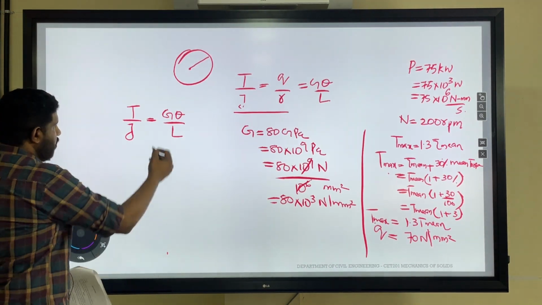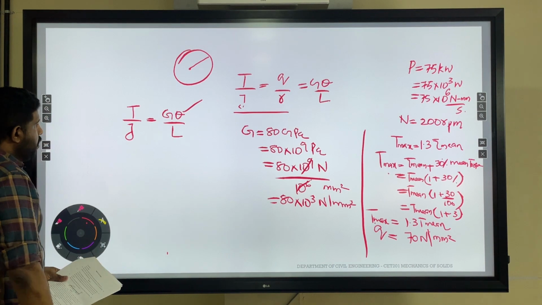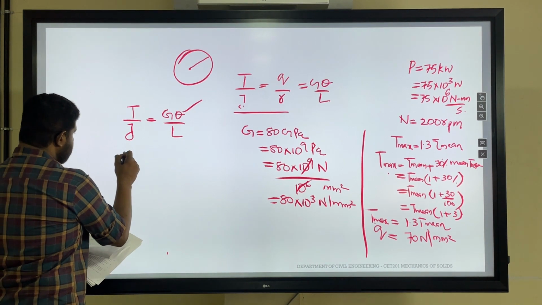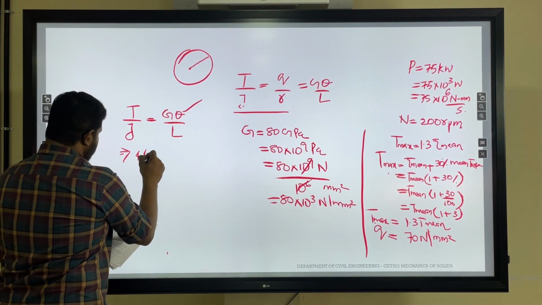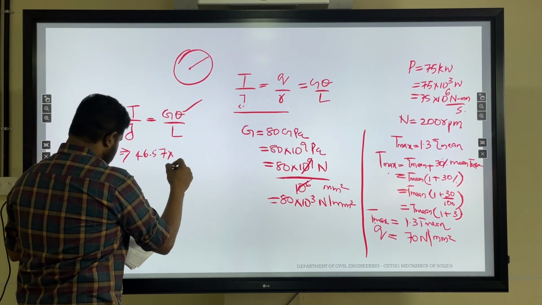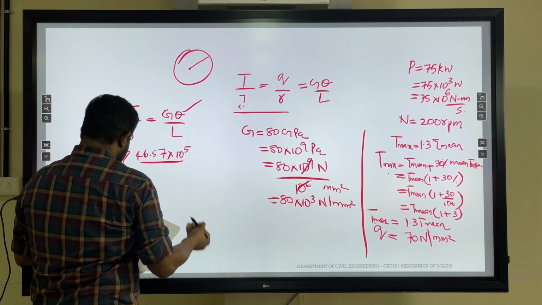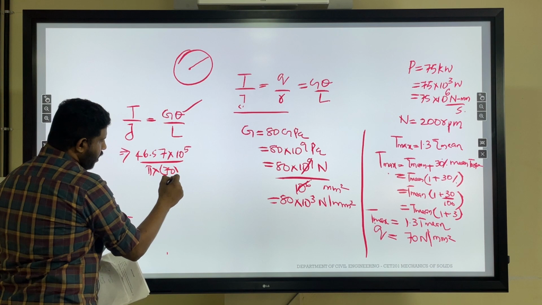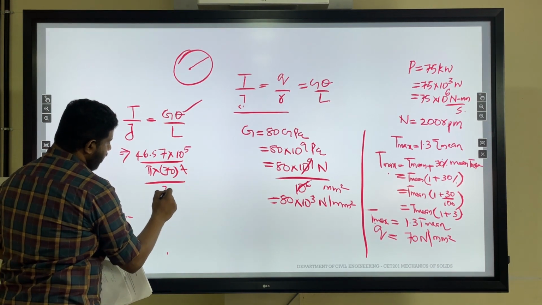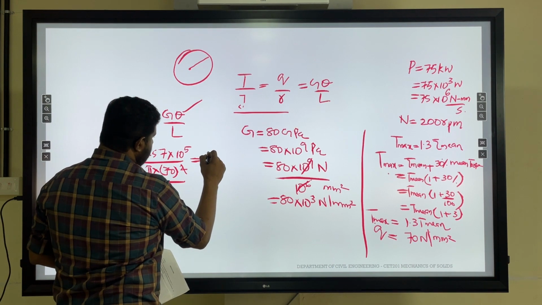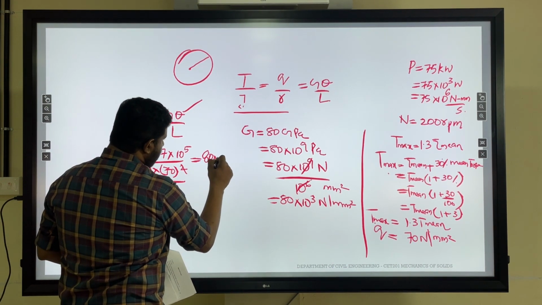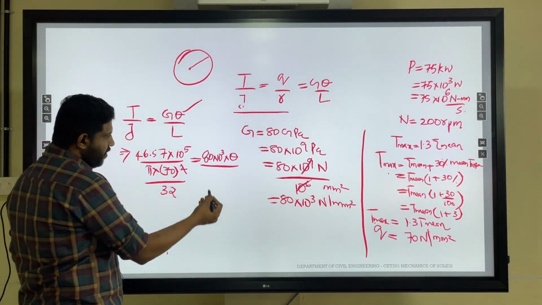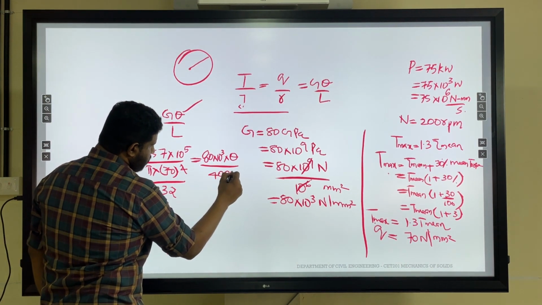So G is known, and here we have to calculate the value for theta. For that we can have the values for T. T is 46.57 into 10 raised to 5 divided by J value, pi d raised to 4 by 32, pi into the D value we already calculated, 70 raised to 4 divided by 32, equal to G into theta. G value is 80 into 10 raised to 3 into theta divided by L. L is the length of the shaft. It is given in the question as 4 meter. Take it as 4000.